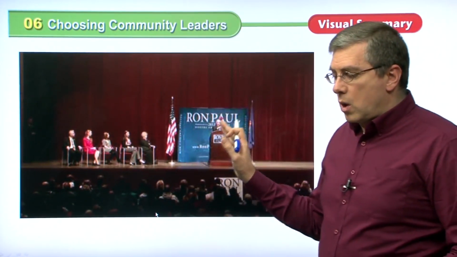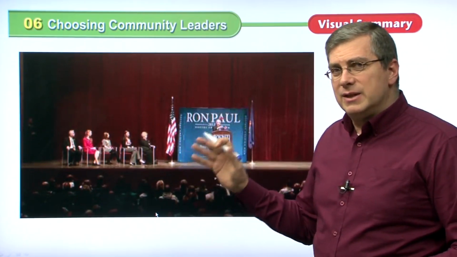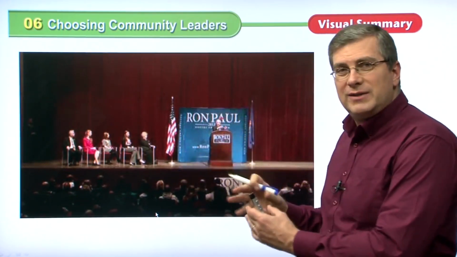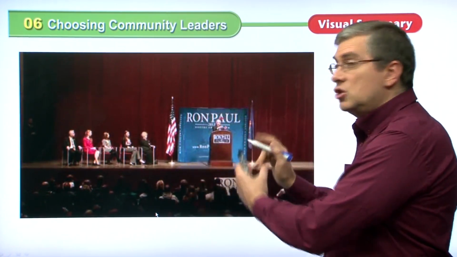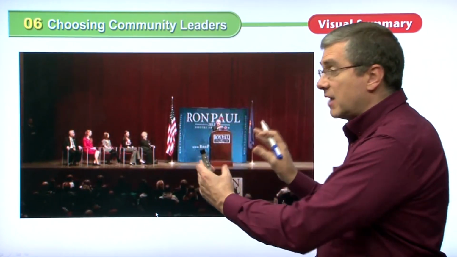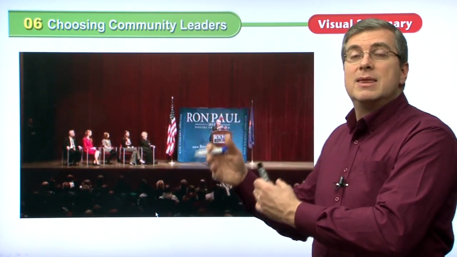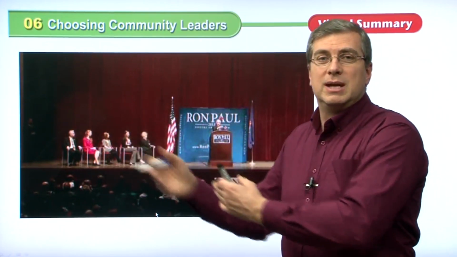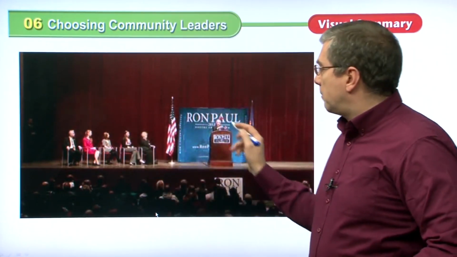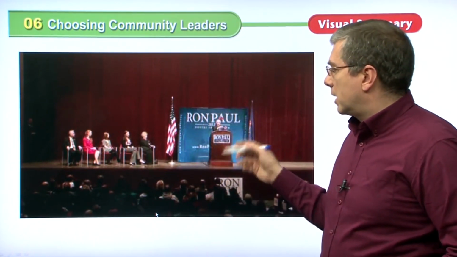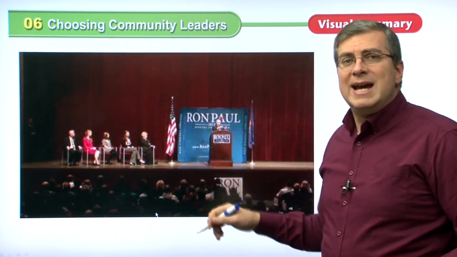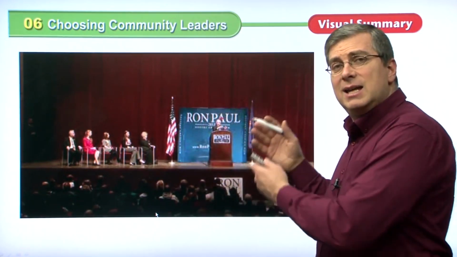Ron Paul is one of probably 7 or 8 different contenders who are trying to get the Republican nomination, right? The Republican Party will choose one person out of 7 or 8 people, and that will be their person that they want to be the president. Ron Paul was one of them. But this is an example of a debate or a speech where he is talking to a group of people. He's trying to make them decide for him.